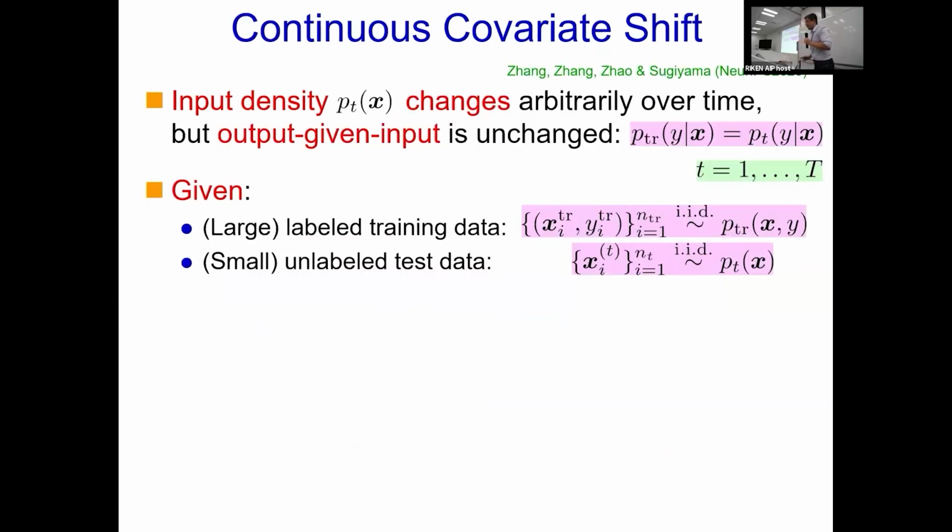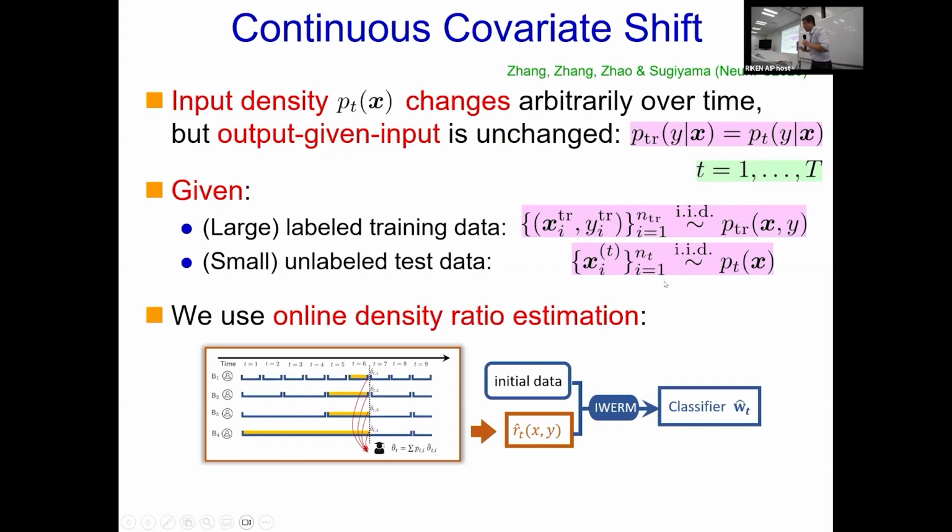Then, at last NeurIPS, we extended the previous result to covariate shift. So it's continuous covariate shift adaptation. The setting is quite similar. The input density Pt(x) changes over time, but P(y given x) does not change. And again, we are given a large amount of labeled training data in the beginning. Then at each time step t, we are given a small set of unlabeled data like this.